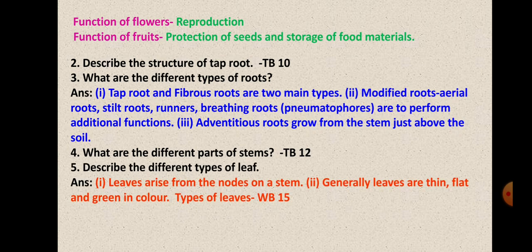Fifth one is, describe the different types of leaves. Now the first 2 points are not given there. So this you will write from the video. Leaves arise from the nodes on a stem. Generally leaves are thin, flat and green in color. And then you will continue from your workbook, that is page number 15. Open page number 15.